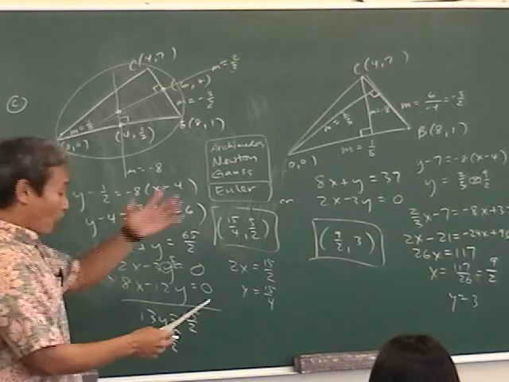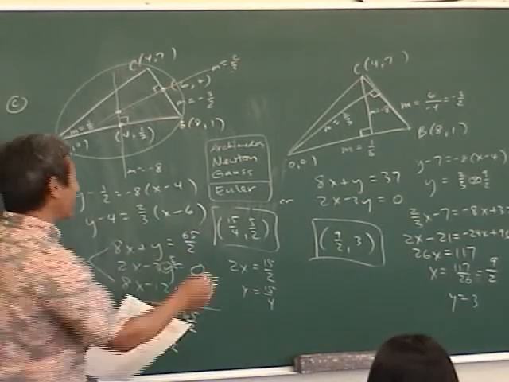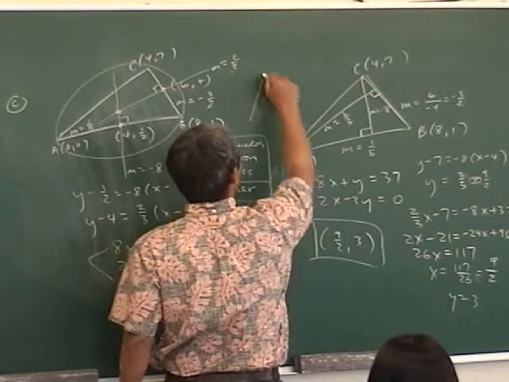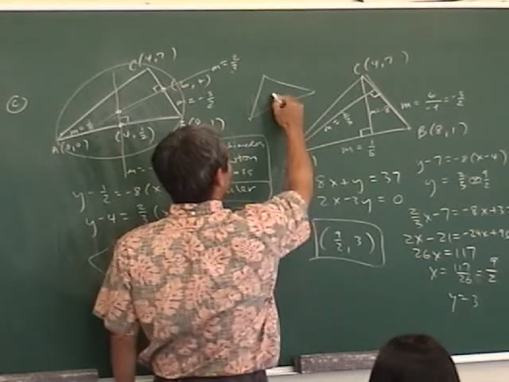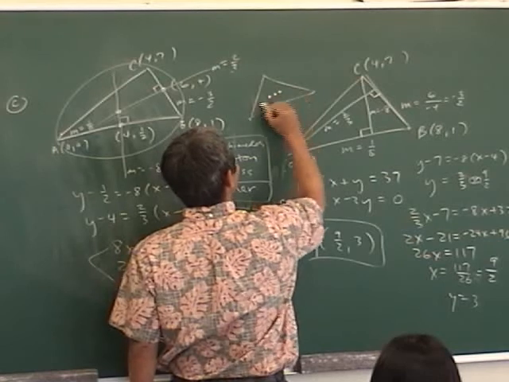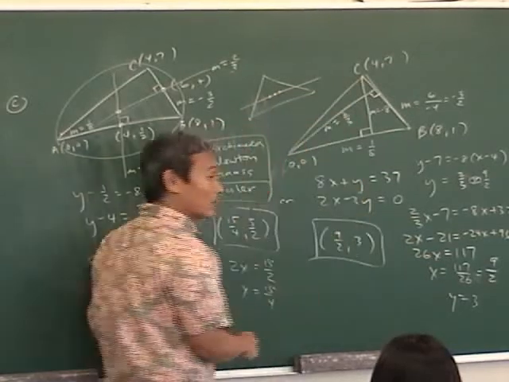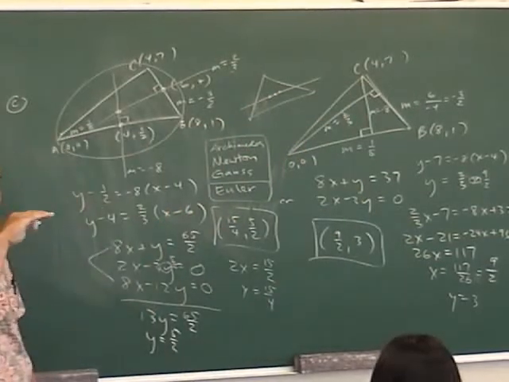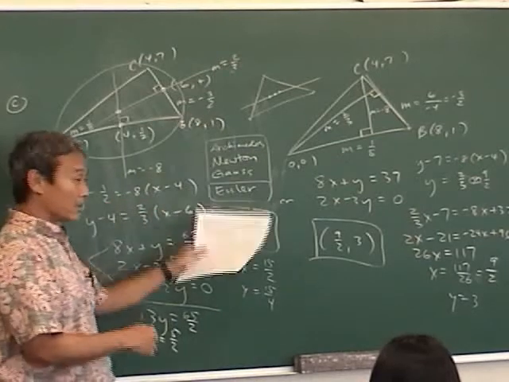Okay, anyway, what is Euler's line? Anytime you have a triangle, it doesn't matter what triangle you have, you plot the centroid, the orthocenter, and the circumcenter. They will always be collinear. They always lie on a line. We call this line Euler's line.